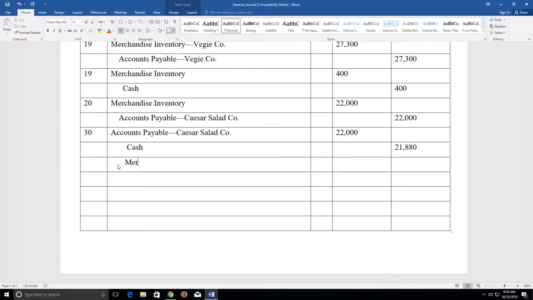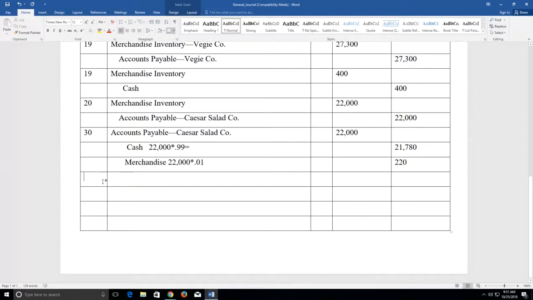So merchandise inventory would be the $22,000 times 0.02. No, 0.01. So $220. I'm going to put this note on there so you'll know where this money's coming from. Okay. Yeah, $21,780. Thank you. I had to second guess myself there for a second.